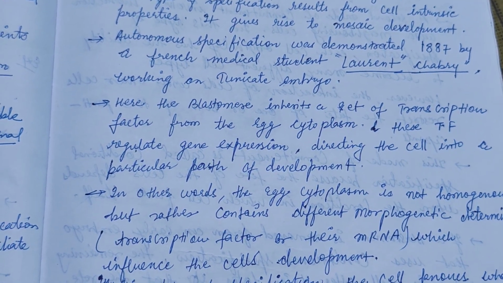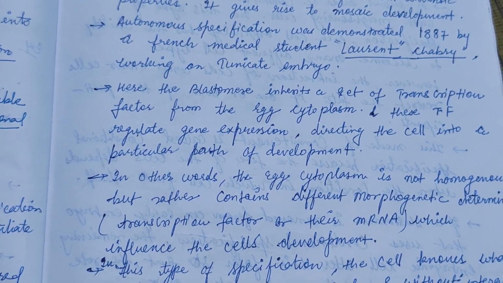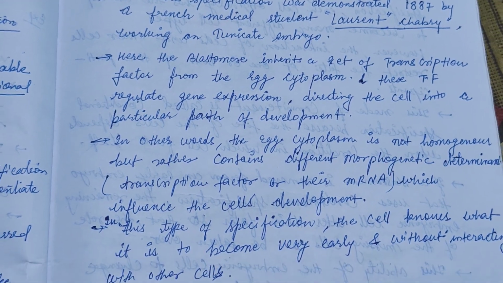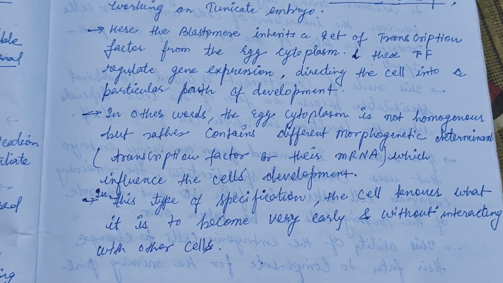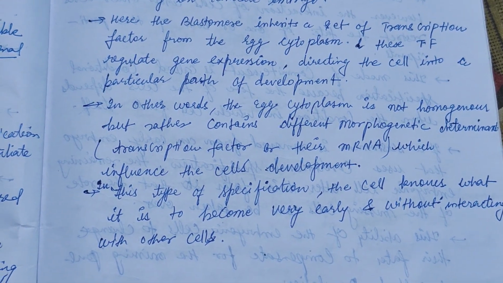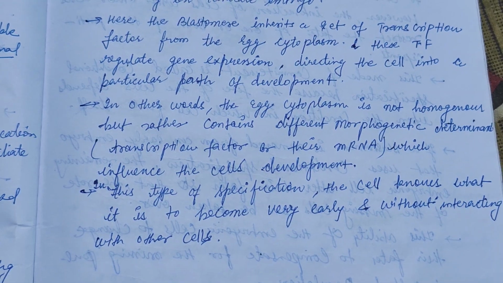Laurent Chabry was the first who described the autonomous specification. In other words, the egg cytoplasm is not homogeneous but rather contains different morphogenetic determinants, transcription factors or their mRNA, which influence the cell development.